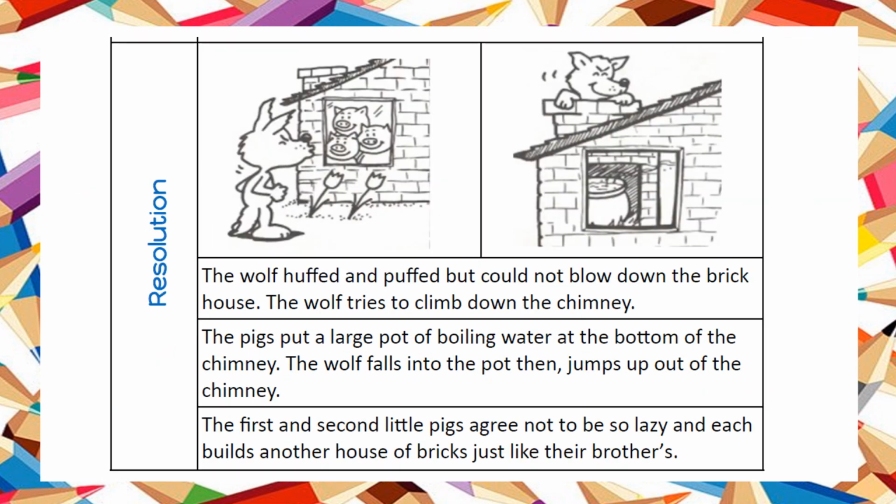And the resolution: the wolf huffed and puffed but could not blow down the brick house. The wolf tries to climb down the chimney. The pigs put a large pot of boiling water at the bottom of the chimney. The wolf falls into the pot, then jumps up out of the chimney. The first and second little pigs agree not to be so lazy. Each builds another house of bricks just like their brother's.